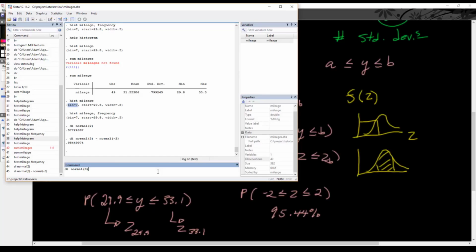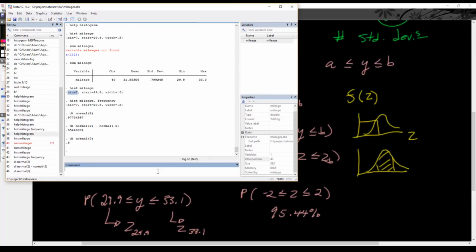Display normal 0. Now remember, once we normalize or standardize a variable, its average is 0. So what is the area in between negative infinity and the mean? It's 50%. So I can solve for the cumulative area in between negative infinity and some value by using the display normal command. I can solve for the relative probability by using the display normal density command.